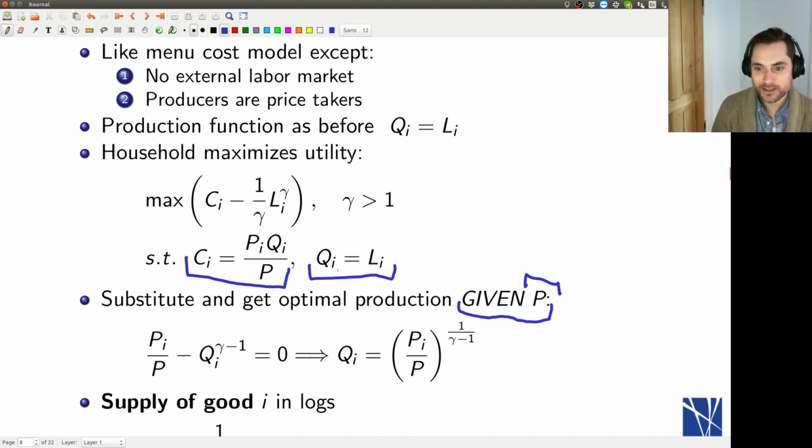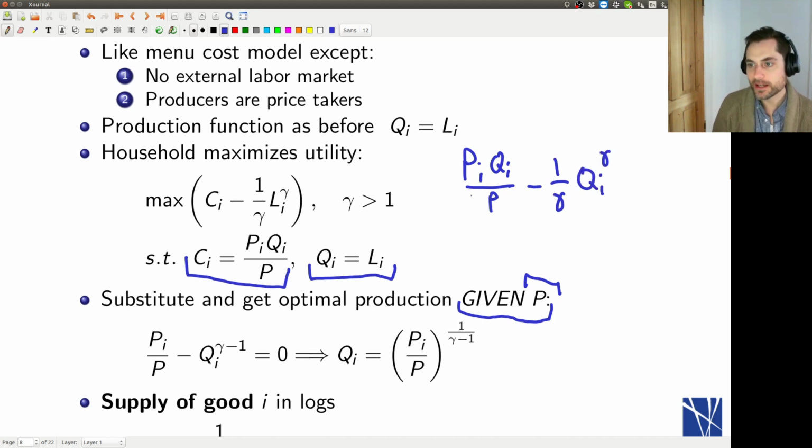Basically, you can just plug in, let's see here, that's the right way to do it. Li has to be equal to Q, so plug in a Q here. Let's just do it. Pi Qi divided by P minus 1 divided by gamma, Qi to the power gamma. Okay, so this is now the utility function, and I've used the property that Li is equal to Qi.